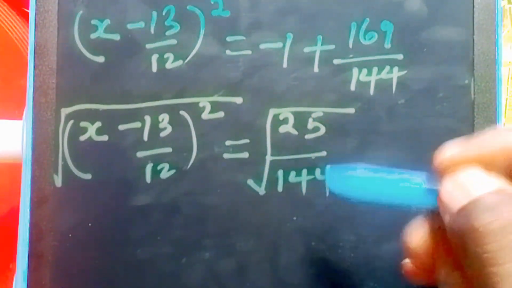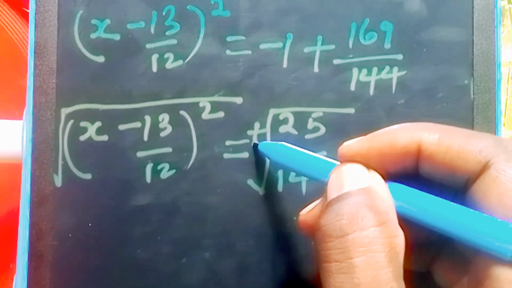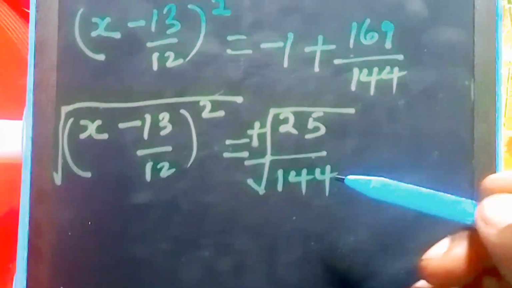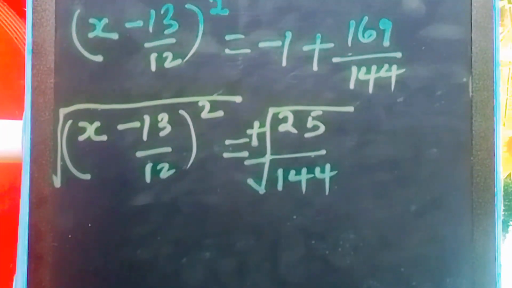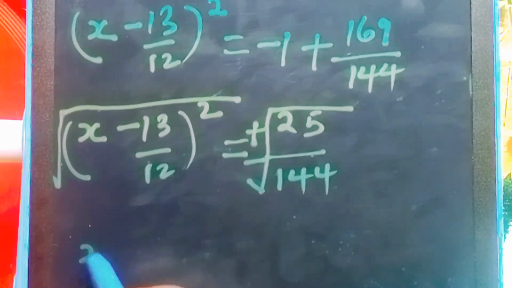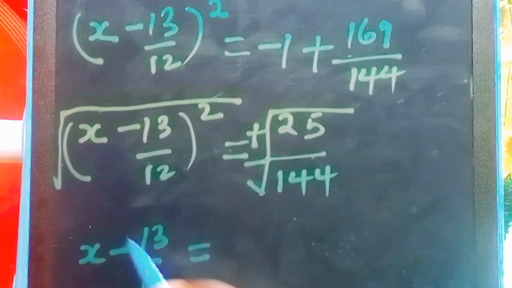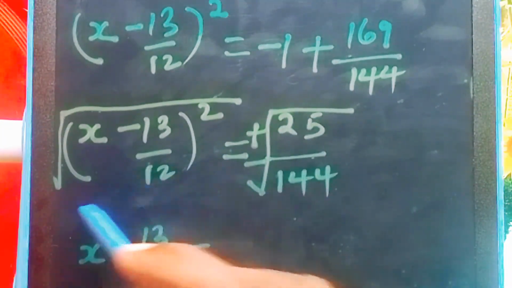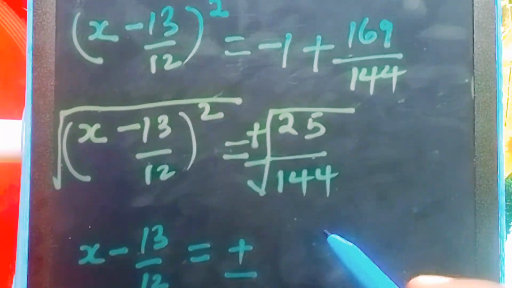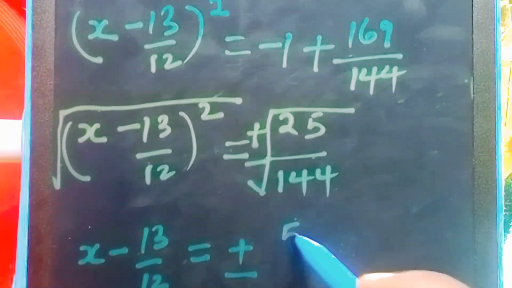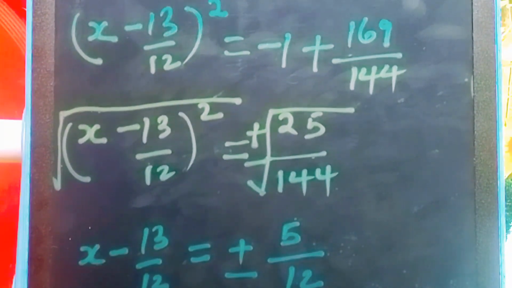But remember, 25 over 144 was positive. Getting the square root of a positive number gives two answers, one of which is positive, the other of which is negative. So that is what we should have there. So let us continue going. Here we're going to have x minus 13 over 12 equals, no longer have the square because the root removed it. So we are going to have plus or minus, square root of 25 is 5, that of 144 is 12. So this is what we're going to have.